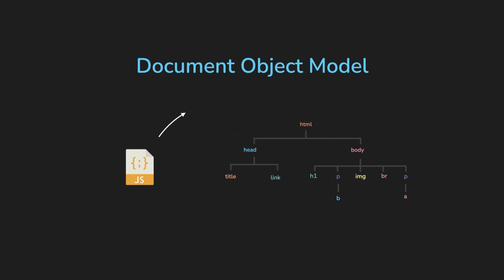In this video, we talked about what the document object model is and how JavaScript can interact with it to change the appearance of the web page. In the next video, we will talk about cascading style sheet, aka CSS.